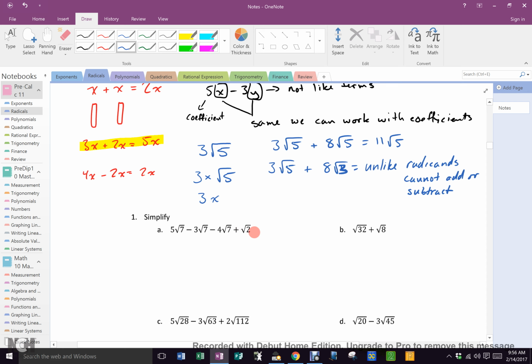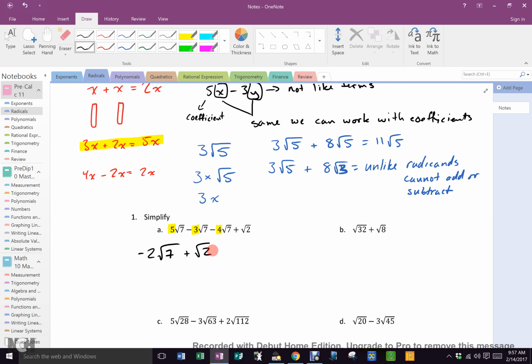What are we going to do with that? I'm going to add up which ones, Michaela? Yeah, all the 7s. Now, does the radicand change? No. Just like 5x and 3x gets me 8x, only the coefficients change. So I got 5 minus 3 minus 4. What is that? So I have negative 2 root 7 plus root 2. And can I go any further? No, I can't. Everybody cool? It's pretty easy, right?